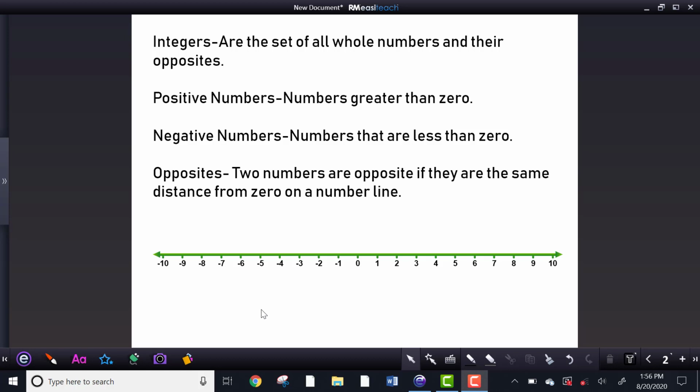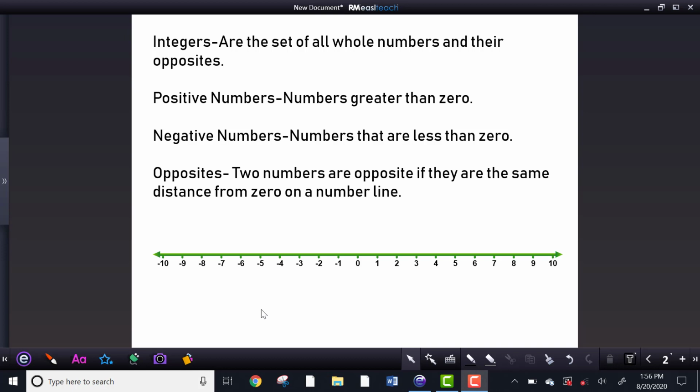Negative numbers, on the other hand, are numbers that are less than 0 when you think about a number line. Any number to the left of 0 on a number line would be considered a negative number. You can easily identify negative numbers because they have the negative symbol right in front of them.